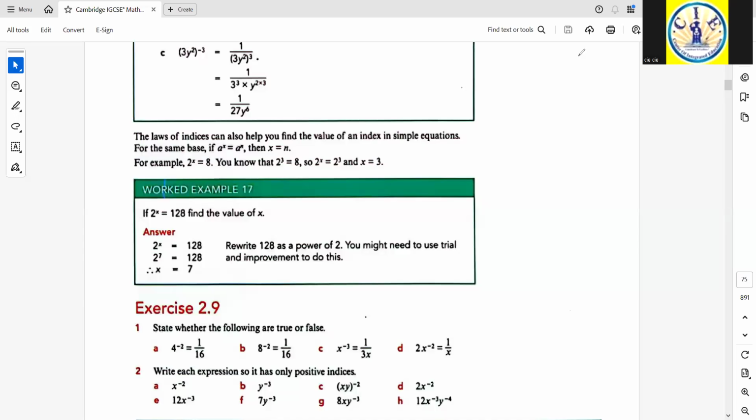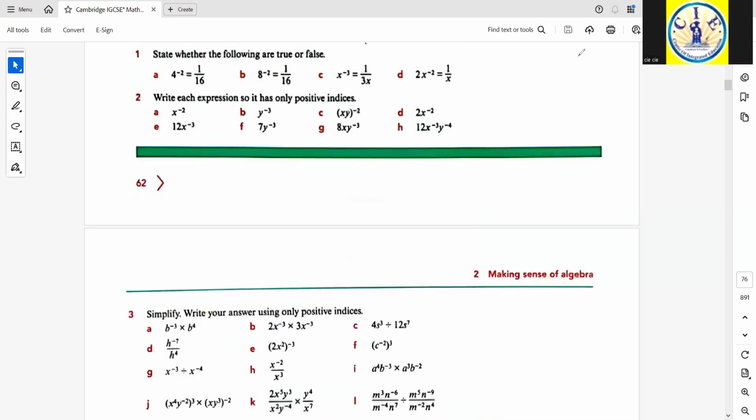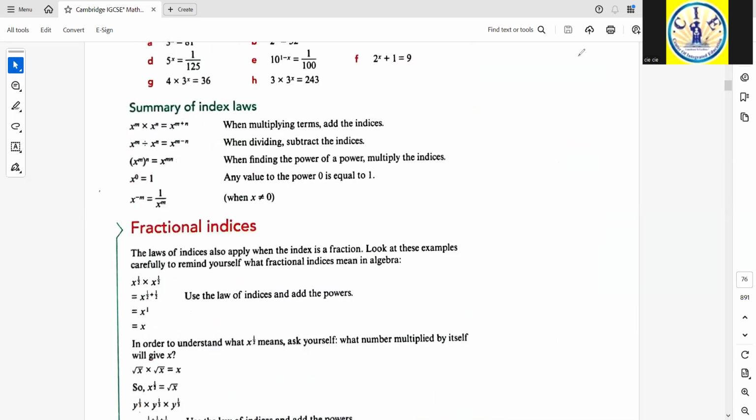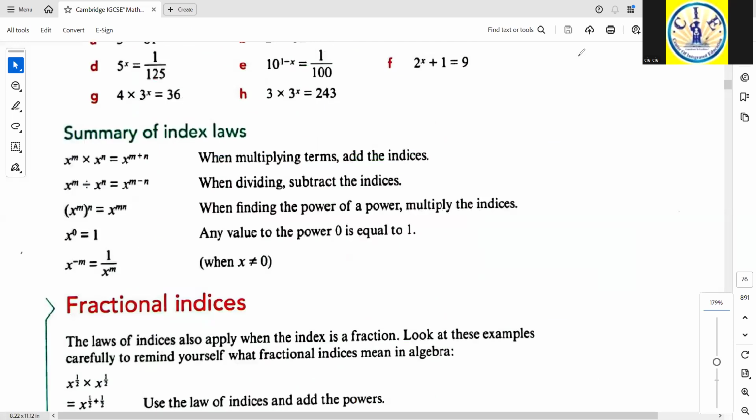Now we will review the laws of indices, which are summarized here. It states that the first law, whenever we have got two numbers with the same base, for example, x, and having different indices, and the numbers being multiplied, then their powers are added.